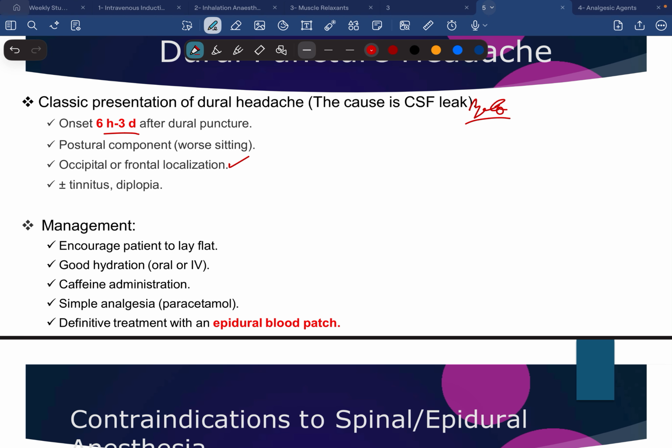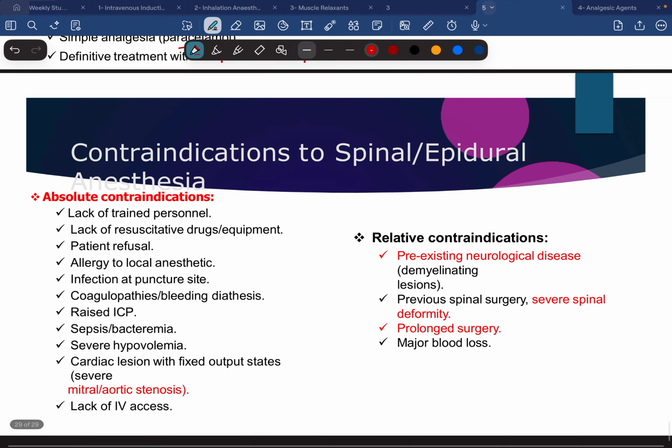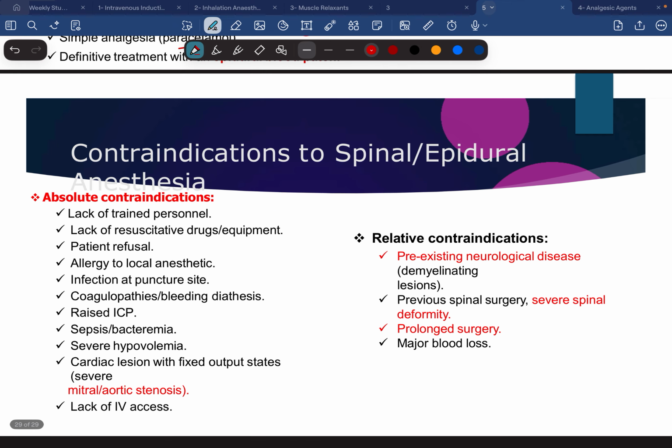Usually we try to manage it conservatively: fluids, rest, and caffeine, because caffeine stimulates the synthesis of CSF. For simple analgesia, we start with paracetamol. If that all doesn't work, and the patient is still incapable of taking care of herself or her baby, especially after deliveries, because that's the most common place we put epidurals, we try an epidural blood patch.